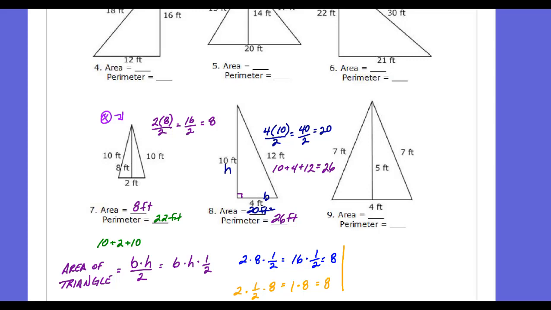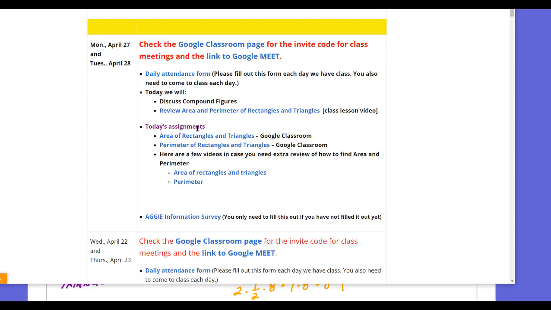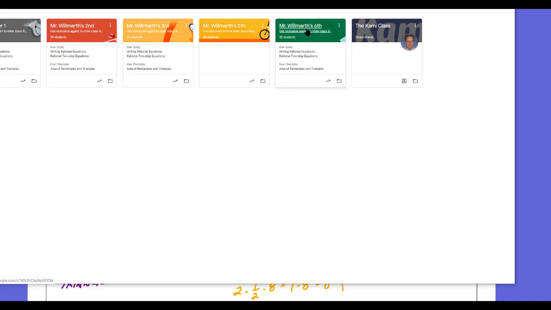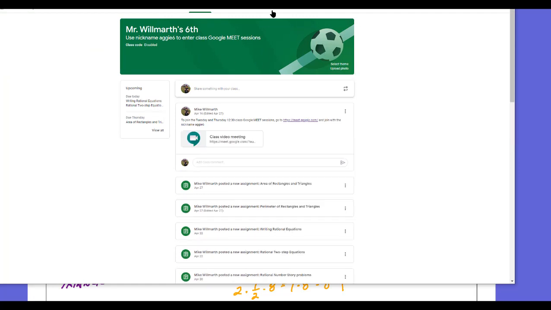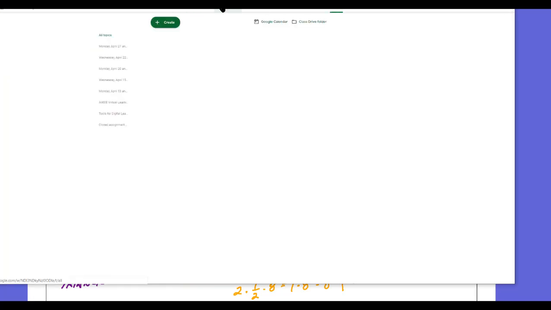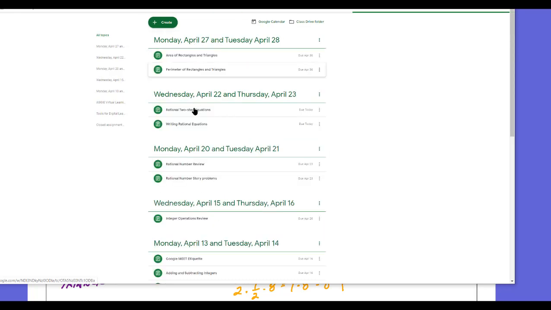You have homework. The homework is sitting in Google Classroom. So if you click these links in the agenda, it will take you right to your classroom page. For me, it brings up all the pages I have. For you, it'll bring up 6th period here with the cool green and the soccer ball. And then in classwork, you will find them right here on the Monday, Tuesday section. Area of rectangles, triangles, perimeter of rectangles, triangles.